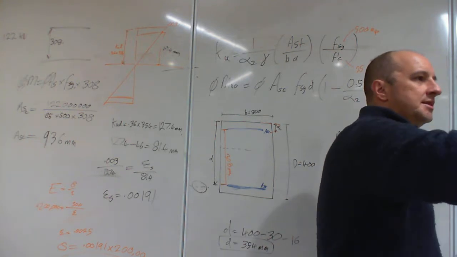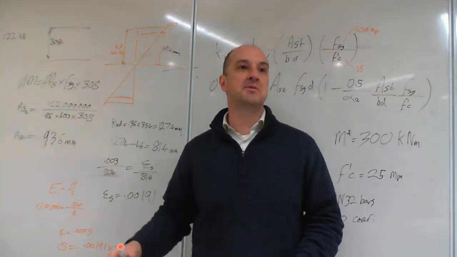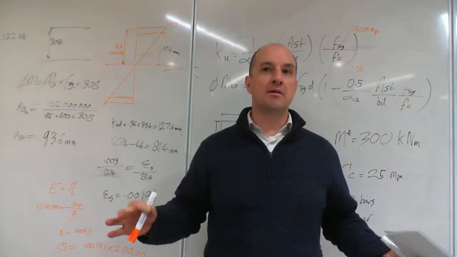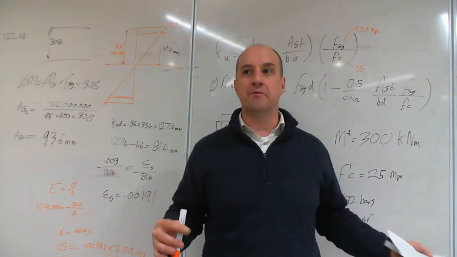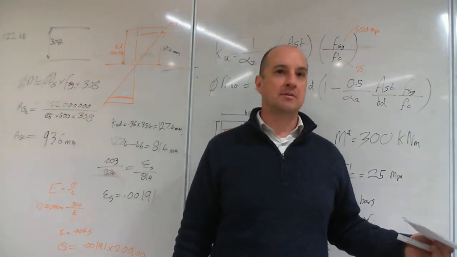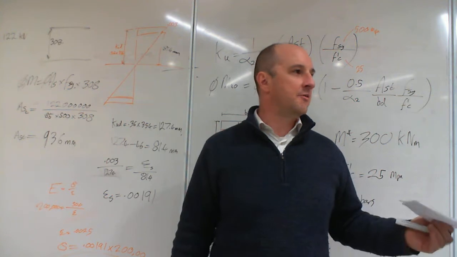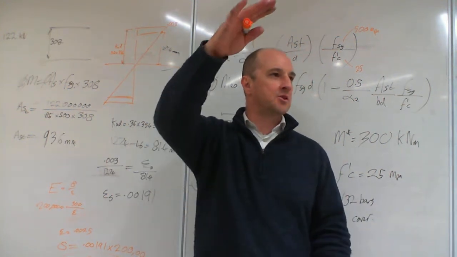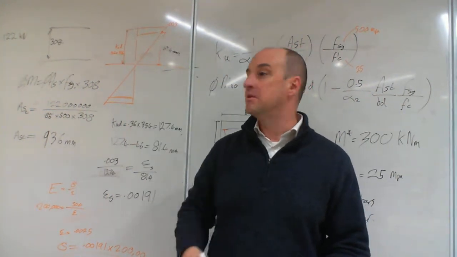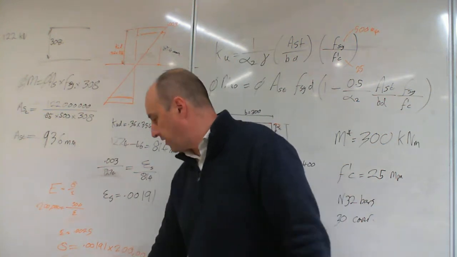Because the stress in the top steel is less than the stress in the bottom steel, we need more of it in order to get a matching top and bottom force. Does that make sense? If we had 500 at the bottom and we had 100 at the top, we need 5 times the amount of steel at the top and the bottom. The ratio in this case is 383 to 500.